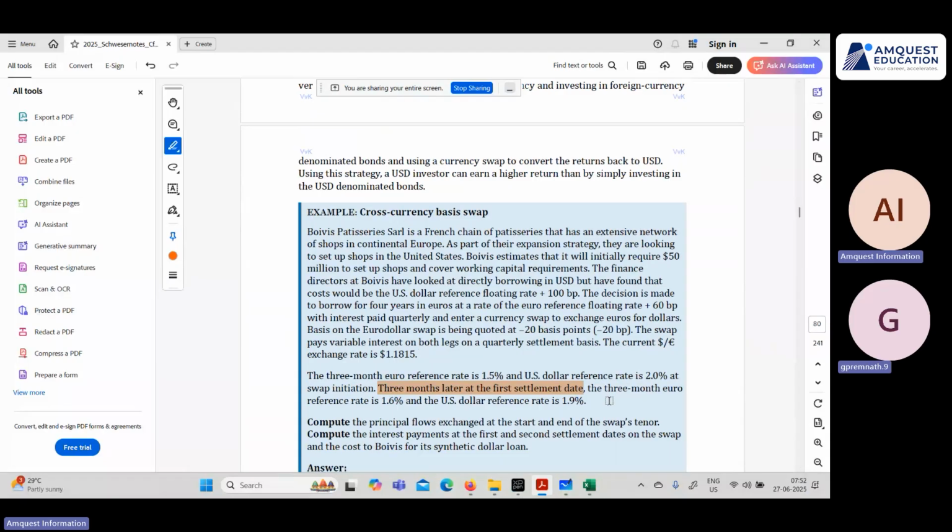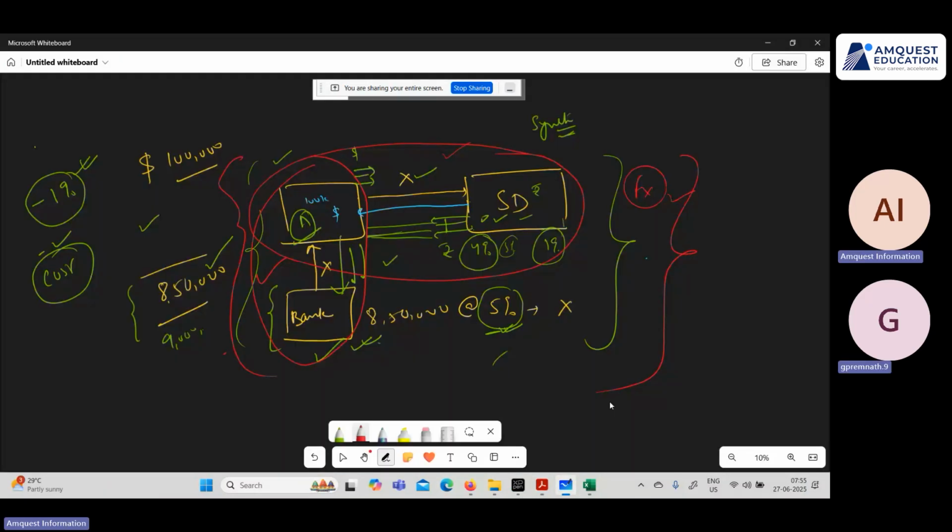It's 50 million. Okay. So let's just do the first settlement date. I didn't have time to do the second. Yeah. But before that, let me quickly read the question and draw it, so that you will know which leg we are talking about.